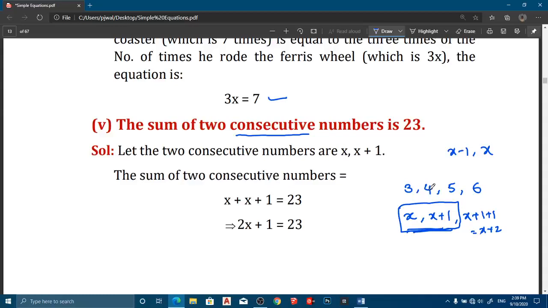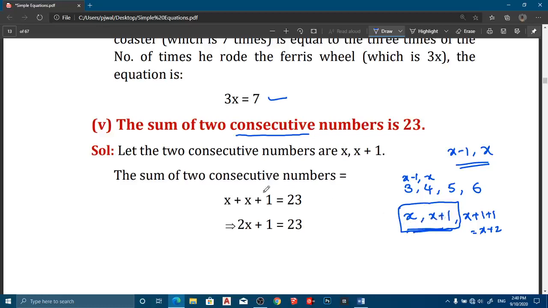Because if you take 4 and want the previous number, you have to subtract 1 from this. So this number I am taking as x. Then the previous number will be x minus 1. So now x minus 1 and x also can be taken as consecutive numbers. You can take this also, but it is easier for you because it has a plus sign, to indicate consecutive numbers.